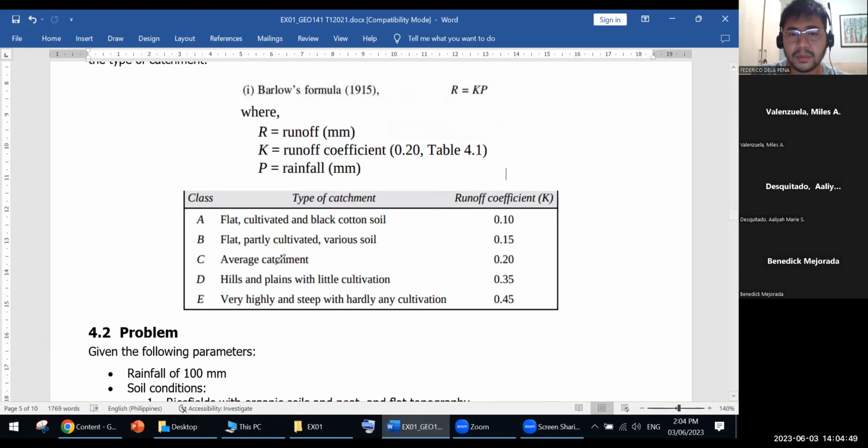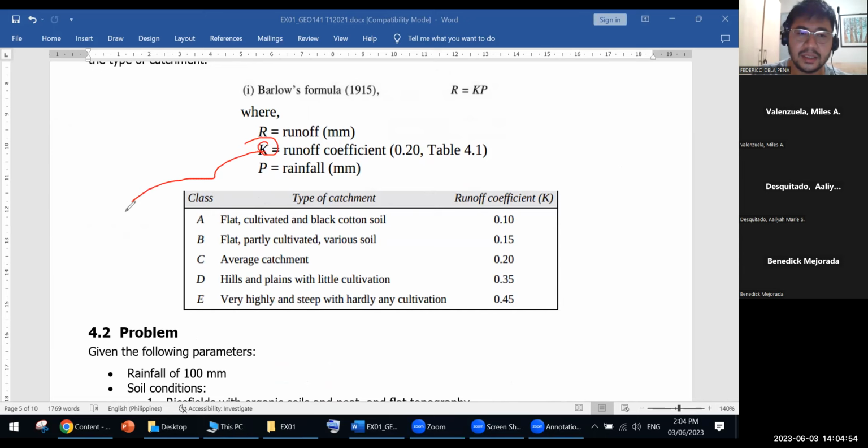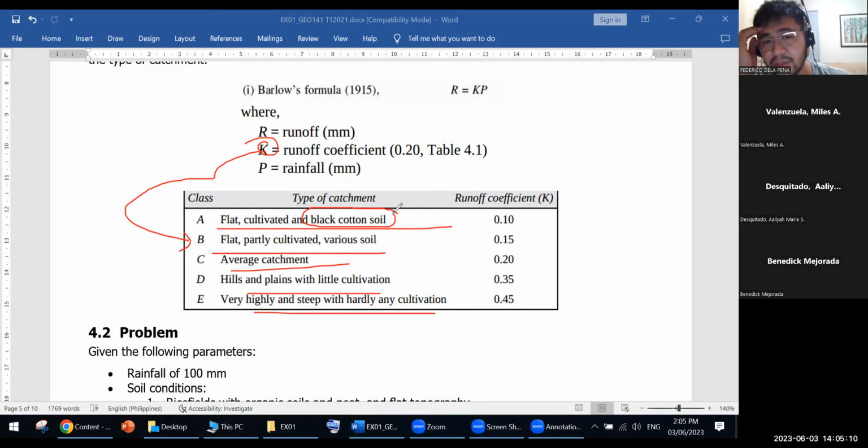Okay. And the runoff coefficient will depend on the type of land use and the degree of vegetation. So you have class A, I think black cotton soil is peat. That's peat organic soils. Black cotton soil is a British term for peat organic soils. So it's a very water-loving type of soil, and consequently it has a very low runoff coefficient because it traps a lot of water. Peat or black cotton soils can absorb a lot of water.